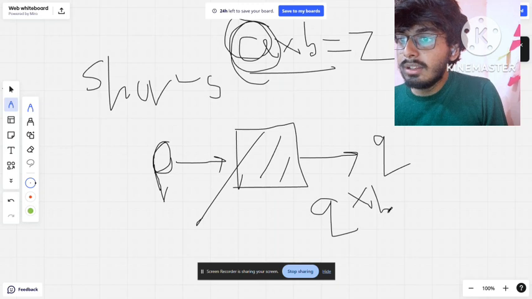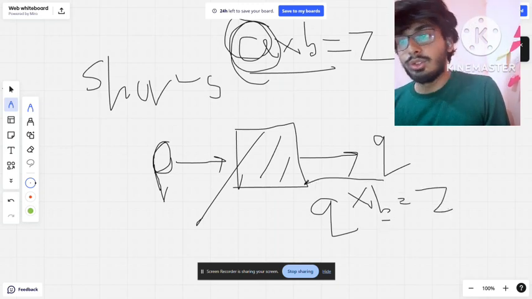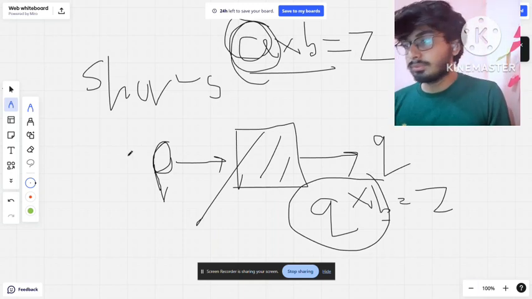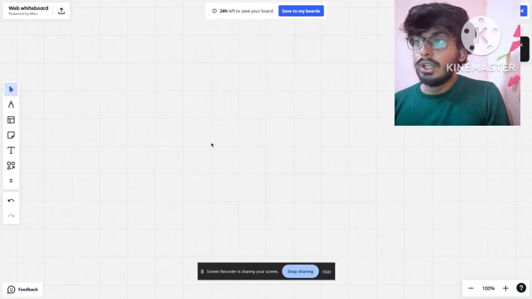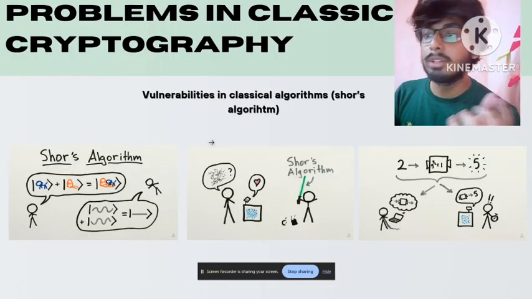We don't know B, but we know Z. So it is easy to find B. So we are successful in finding Q and B, which are the two numbers. So this is very easy to factorize the numbers in quantum computers.